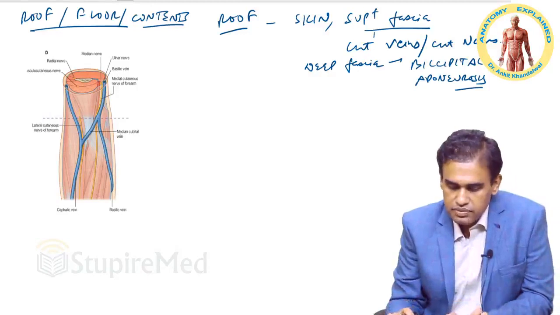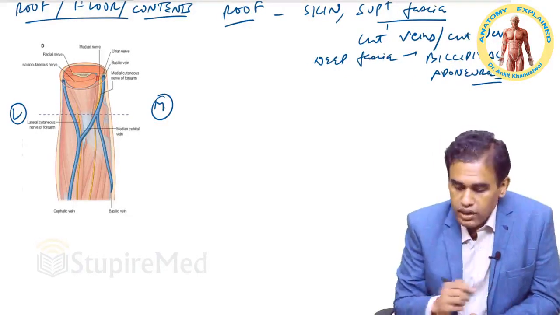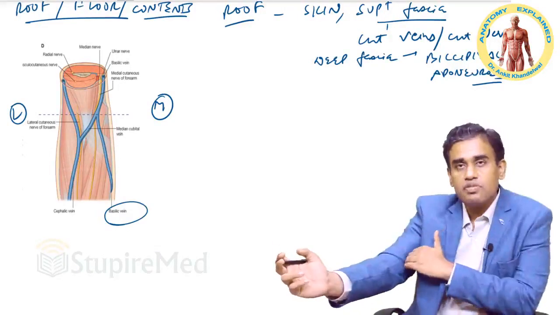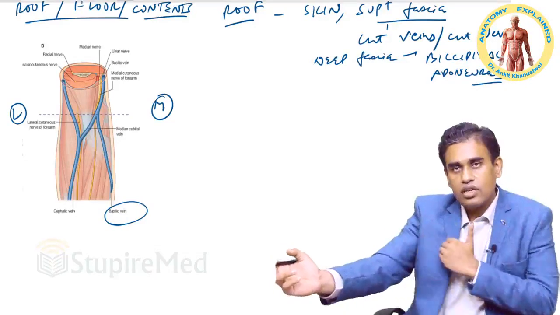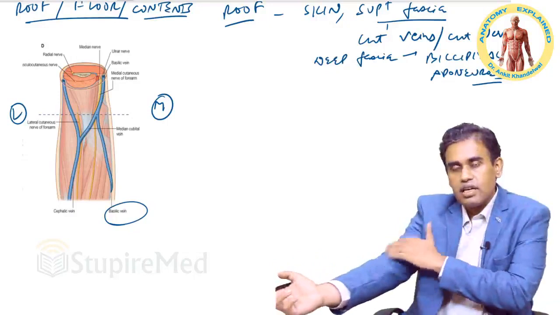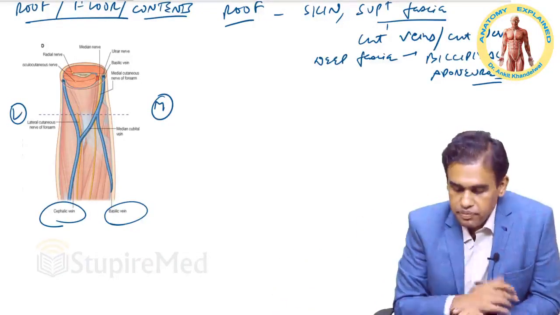Now let's see this figure. This again will be your medial aspect, this will be your lateral aspect. Why? Because here you have the basilic vein, which is medial. So B and C, B comes before C, BC. Taking from the midline, basilic vein, then cephalic vein. So medial you have the basilic vein, lateral you have the cephalic vein.